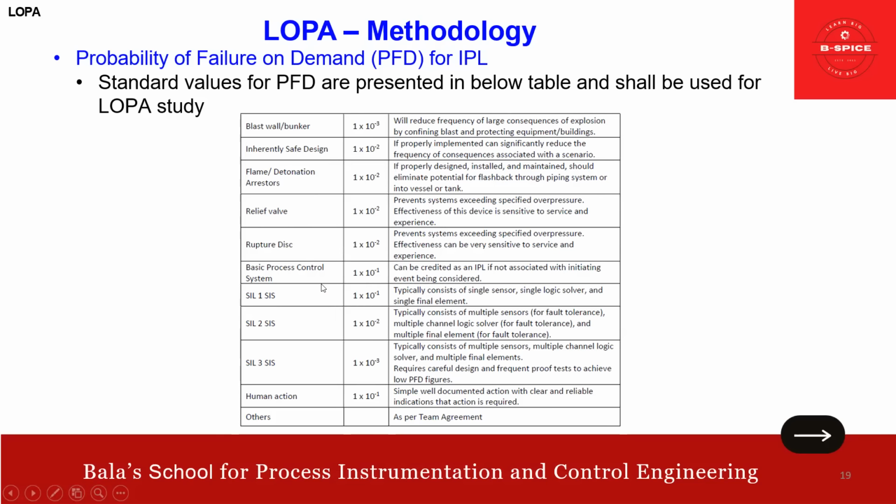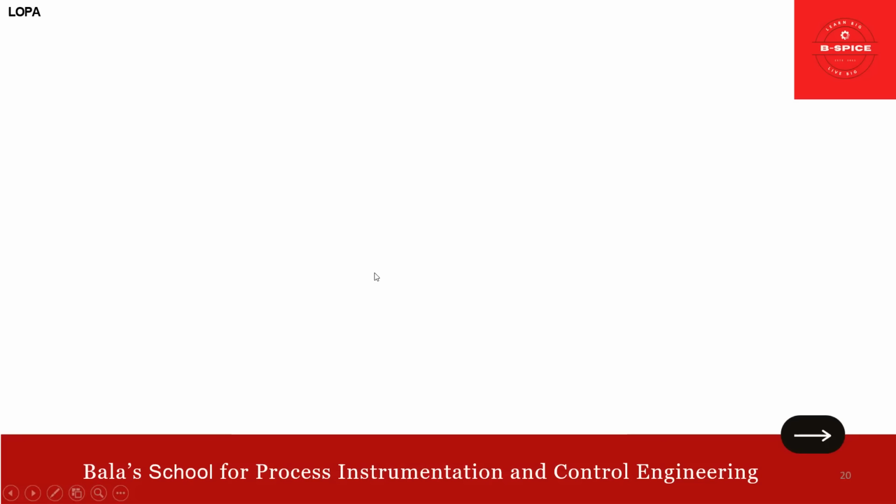For example, BPCS can be credited as an IPL if it is not associated with the initiating event being considered. Then rupture disk, relief valve, all these, SIL1, SIL2, all these, okay? These are typical values that you can apply when you use them.